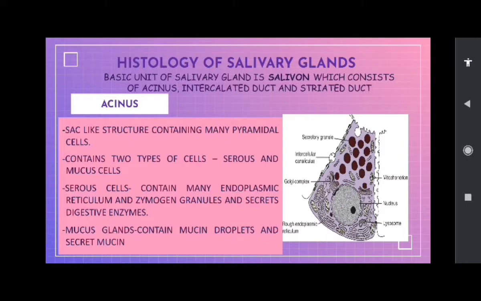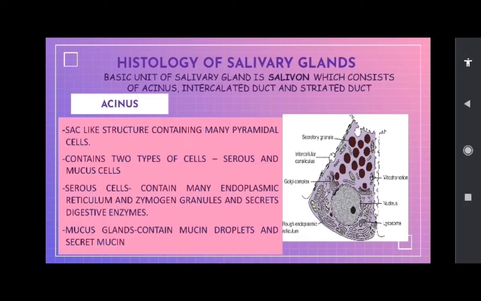These pyramidal cells are of two types: serous cells and mucus cells. These serous cells contain endoplasmic reticulum and zymogen granules. These zymogen granules are the reason for secretion of digestive enzymes. As you can see in the image, it is a serous acini containing secretory granules or zymogen granules and large amount of rough endoplasmic reticulum.